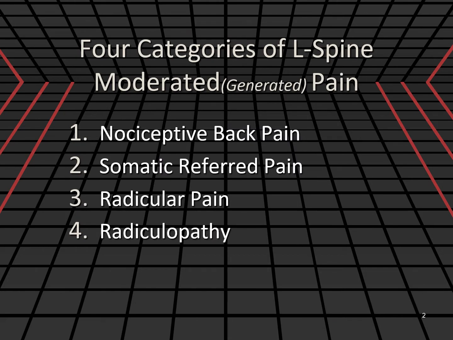Okay, there's basically 4 categories of lumbar spine moderated or generated pain, just synonyms. And of course, this is actually true in the thoracic and cervical spine. But we have nociceptive back pain, somatic referred pain, radicular pain, and radiculopathy. And we're going to go over all of those in detail. And when you understand each individual one, it will just absolutely increase your diagnostic skills and your ability to look at a patient and determine the source of their pain. And of course, that gives us an anatomical sight of greater definition so that we know exactly what we're treating.